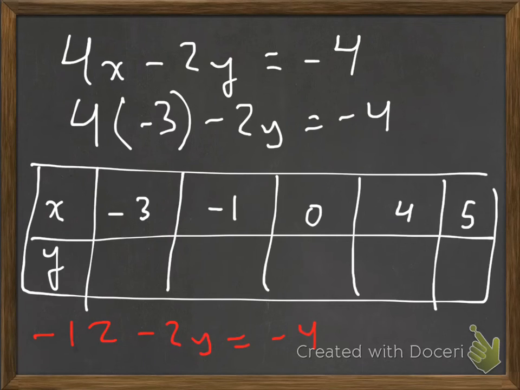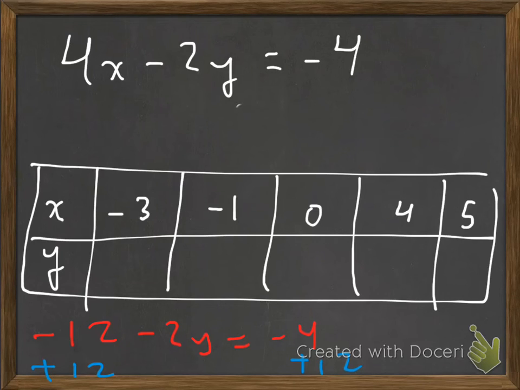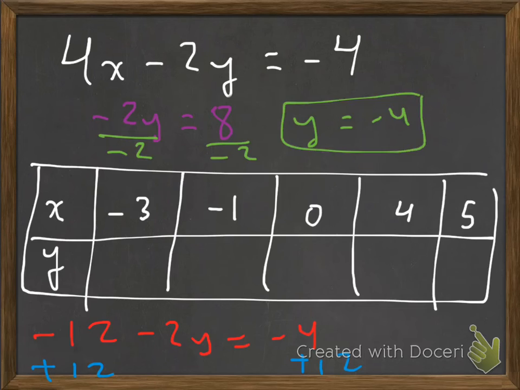And then you add 12 to both sides. And what you get is negative 2y equaling 8. Divide both sides by a negative 2. And you get y equals a negative 4. So you should have got a negative 4 there.